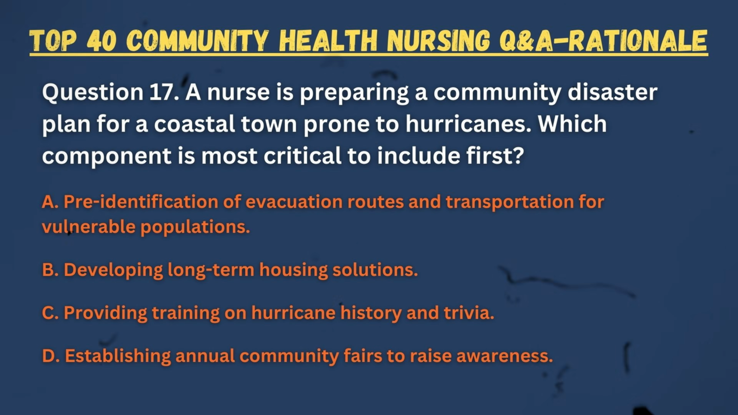Question 17. A nurse is preparing a community disaster plan for a coastal town prone to hurricanes. Which component is most critical to include first? A. Pre-identification of evacuation routes and transportation for vulnerable populations. B. Developing long-term housing solutions. C. Providing training on hurricane history and trivia. D. Establishing annual community fairs to raise awareness.